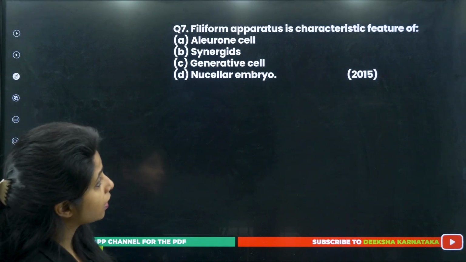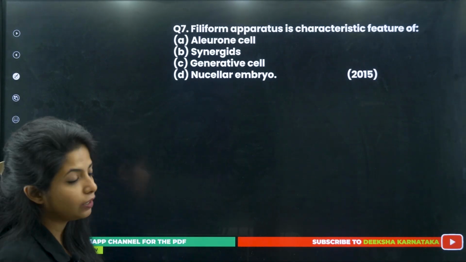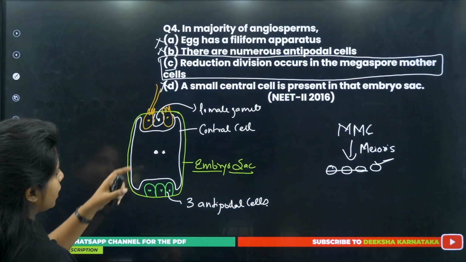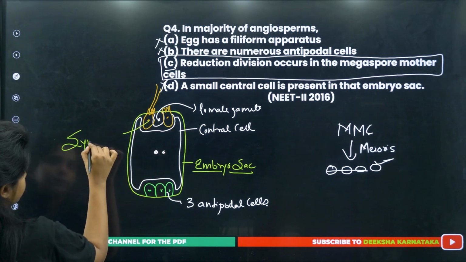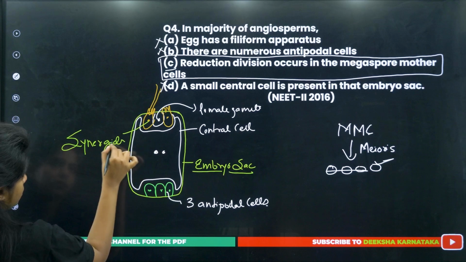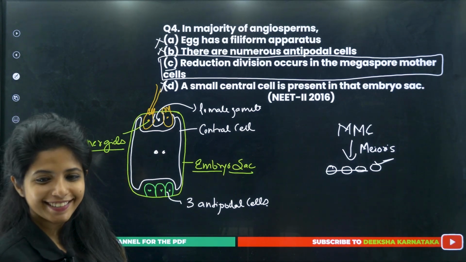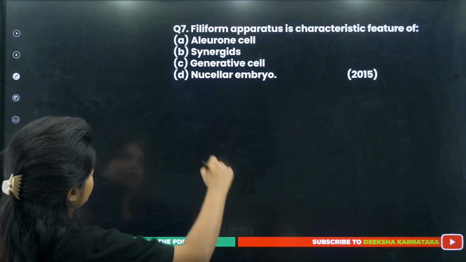Filiform apparatus is a characteristic feature of what, children? What are these cells? Synergids. Okay, these are synergids. So over here we have synergids.